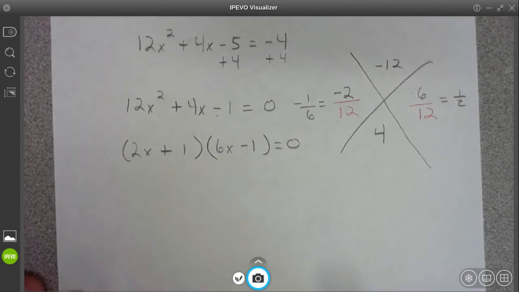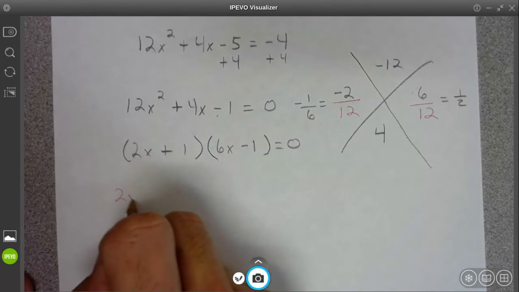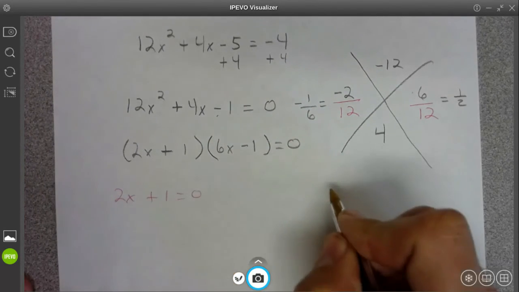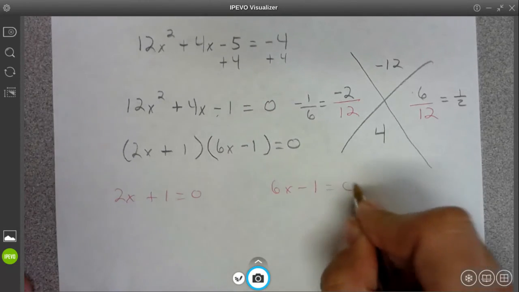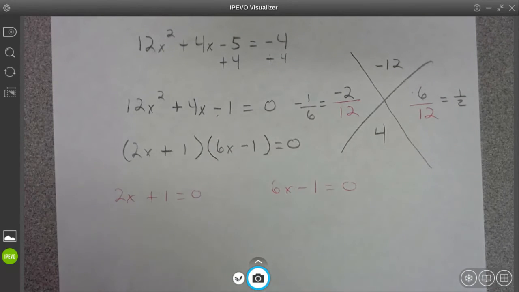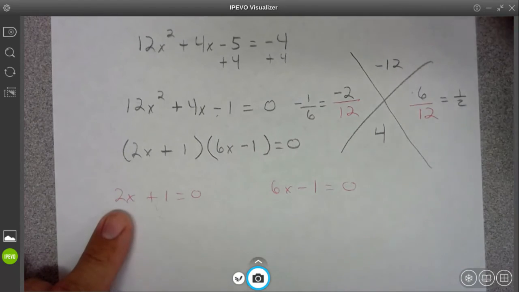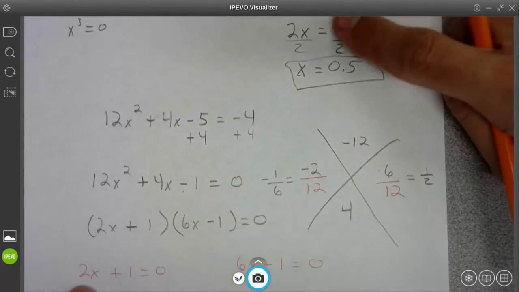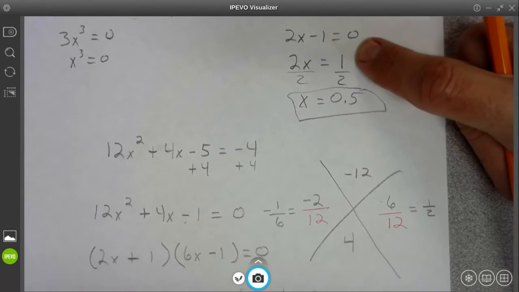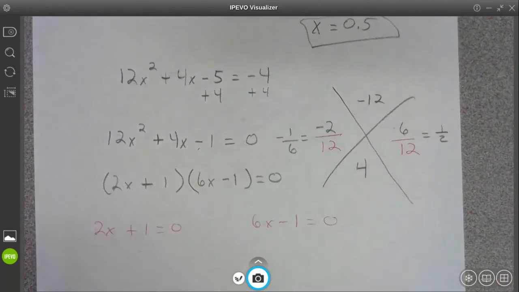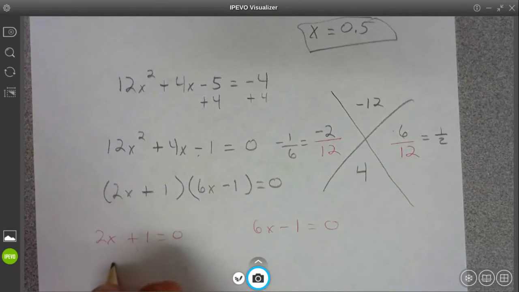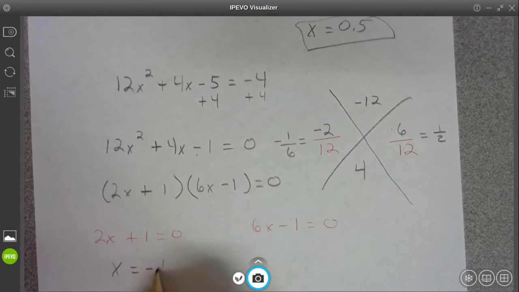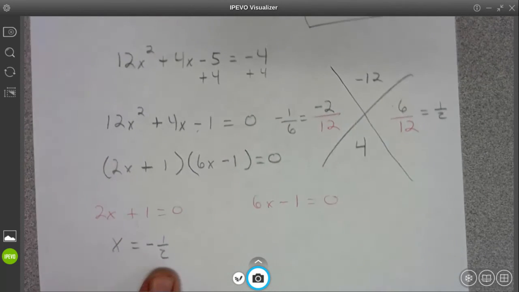Set these equal to 0 and solve. So here you're going to get 2x plus 1 equals 0. And then there you're going to get 6x minus 1 equals 0. You see how similar it is to this equation up here? 2x minus 1 equals 0. Yeah. 2x plus 1 equals 0. Here it was positive 0.5. Here it's going to be negative 1/2 or negative 0.5.